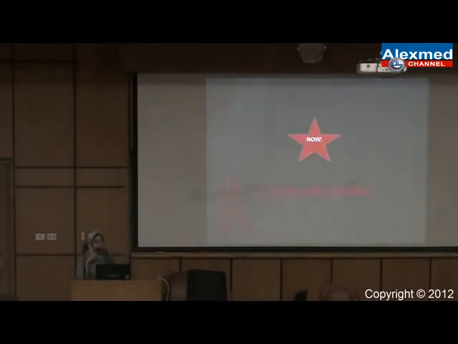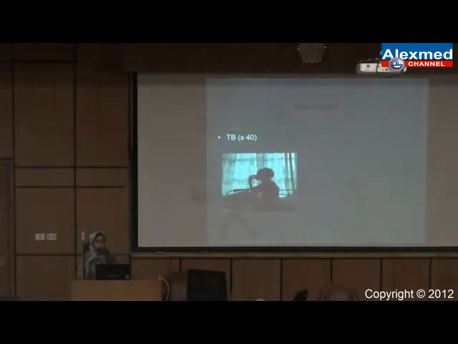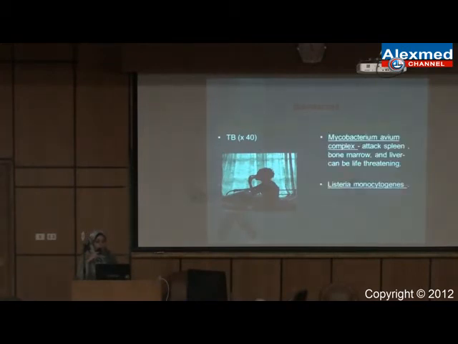Now let me share some examples of these infections. As we said earlier, we are going to classify these infections into common and opportunistic infections. Some common bacterial infections are TB, and this is 40 times more common in HIV patients than in a person with a normal immune system. Opportunistic infections include Mycobacterium avium complex and Listeria monocytogenes. Mycobacterium avium complex may cause infection of the spleen and the bone marrow, and this may be fatal.